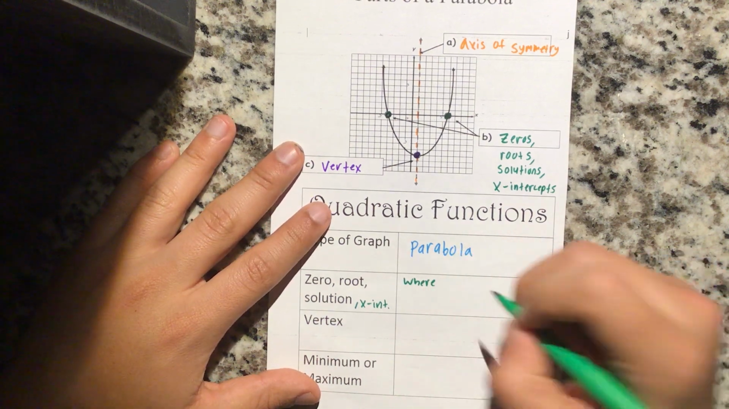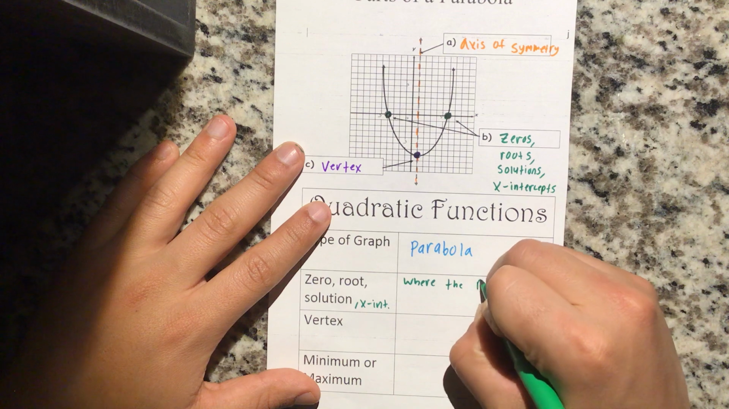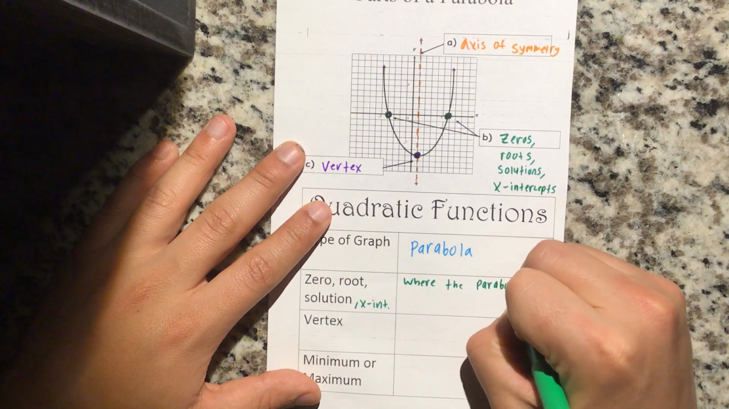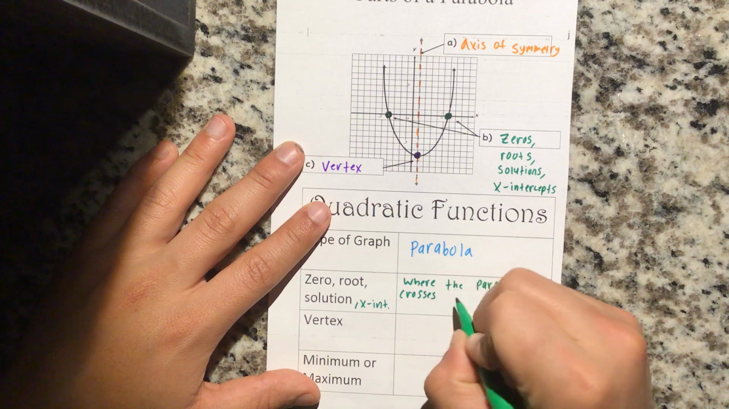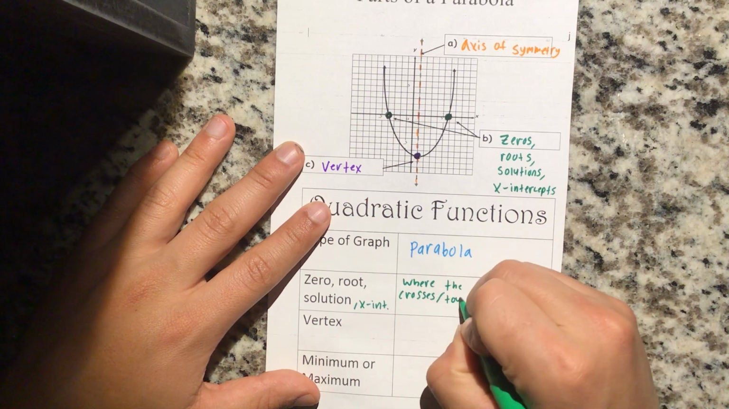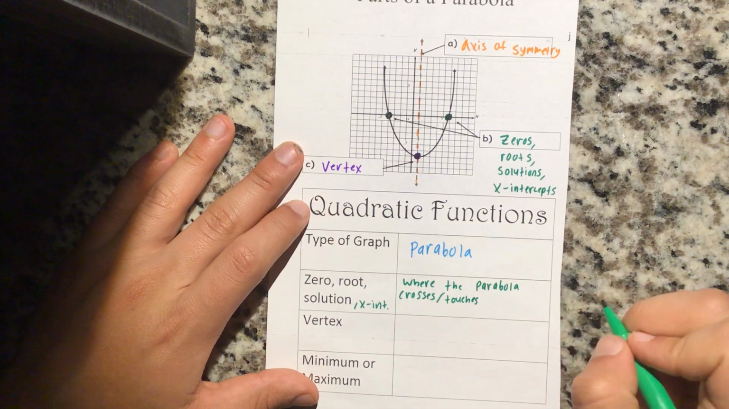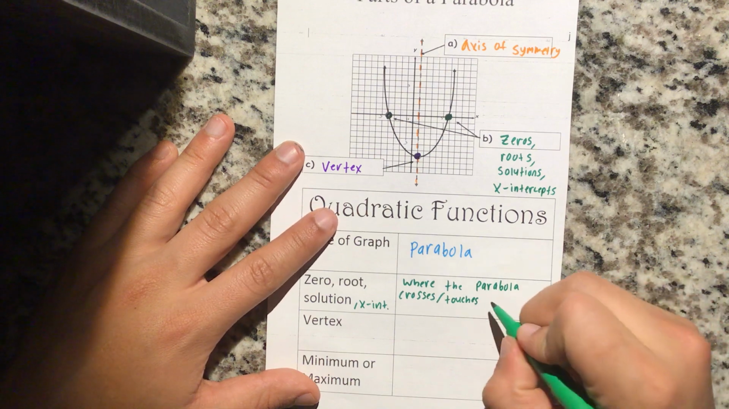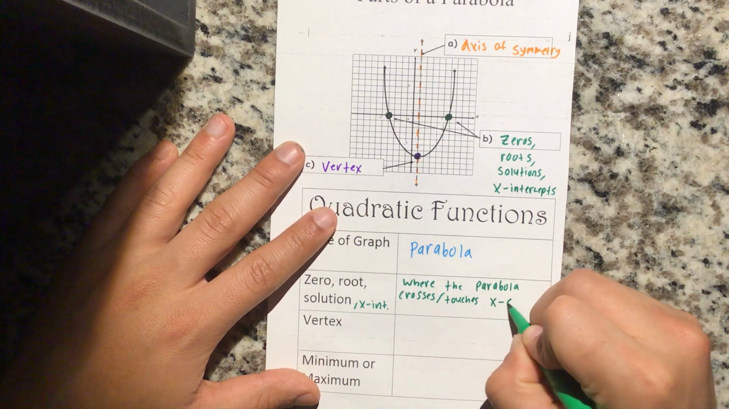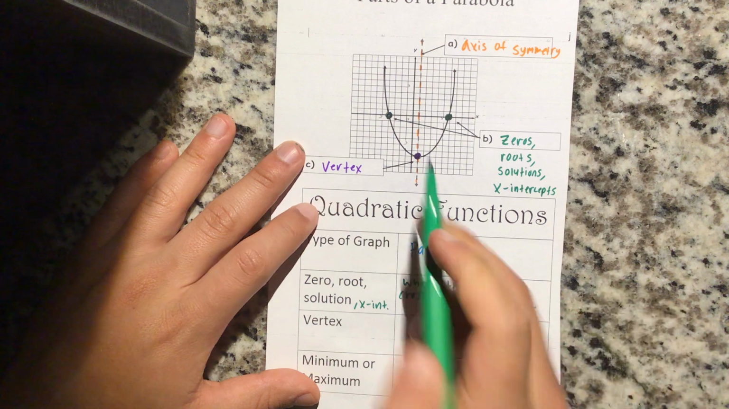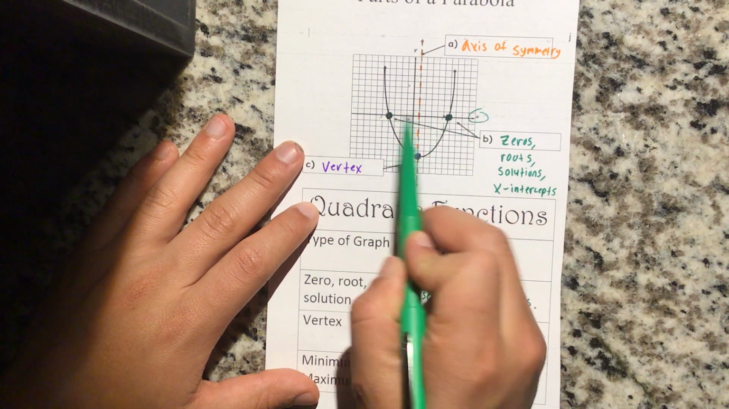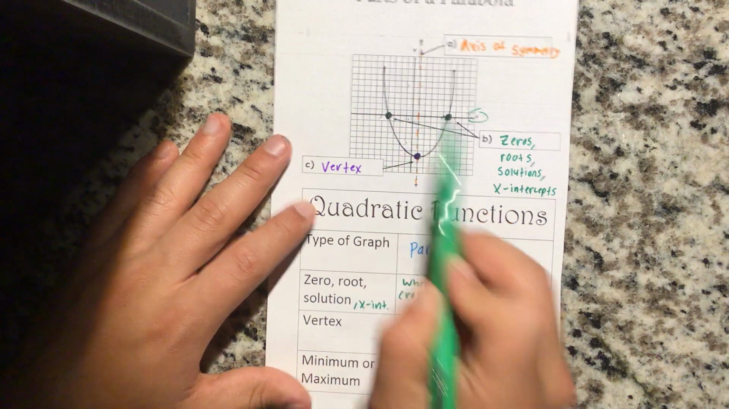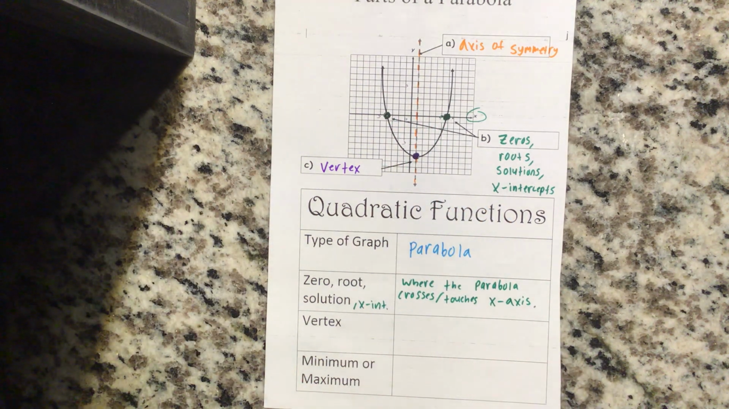The definition of those is where the parabola, so our graph, crosses or touches, okay, because it might not always cross it, but it might not always touch it either. So where it crosses or touches the x-axis, right? And if we look here, this is the x-axis, so my zeros are crossing it right here, right? That's where my parabola crosses, okay?